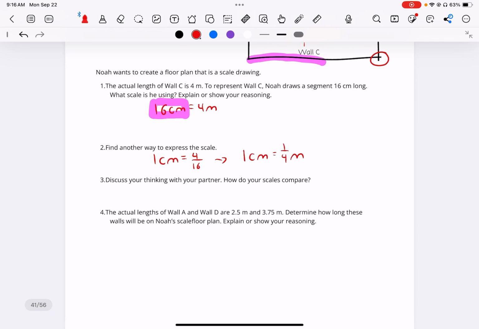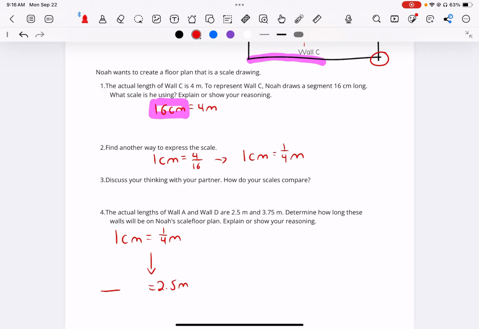Now the actual lengths of wall A and wall D are 2.5 meters and 3.75 meters. Determine how long these walls will be on Noah's scale floor plan. Explain or show your reasoning. So, a few different ways we could do this. If we use our scale of 1 centimeter equals 1/4 meter, now we're creating a new scale where we want to know what 2.5 meters would be equal to.